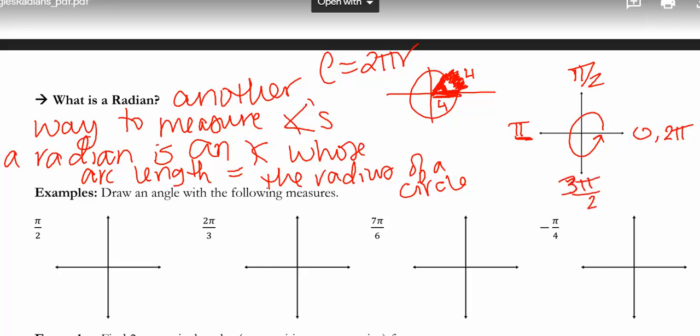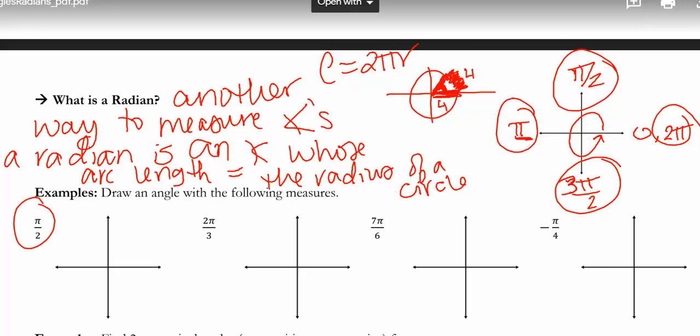When I want to convert these and draw angles with the following measures in radians, you want to think about it: is it more than pi? Here I have 1 pi, here I have 2 pi. Here I have 1.5 pi, and here I have half a pi. So I just think about it in terms of that. So pi over 2, that's half of pi, so there's my initial side. Half of pi is just, if I can draw straight, right down the middle.